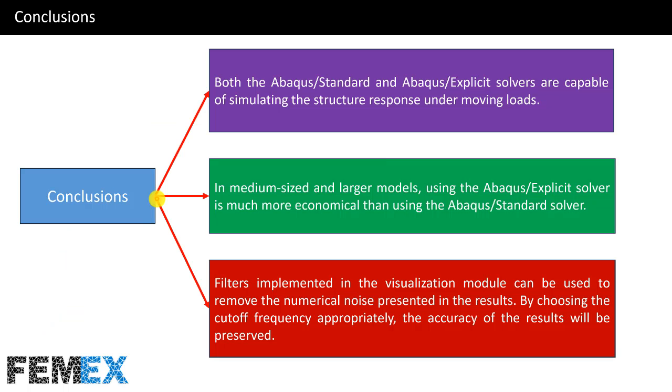According to this tutorial, the reference papers and Abaqus documentation, both the Abaqus standard and Abaqus explicit solvers are capable of simulating the structure response under moving loads, and in medium-sized and larger models, using the Abaqus explicit solver is much more economical than using the Abaqus standard solver. Filters implemented in the visualization module can be used to remove the numerical noise presented in the results. By choosing the cutoff frequency appropriately, the accuracy of the results will be preserved.